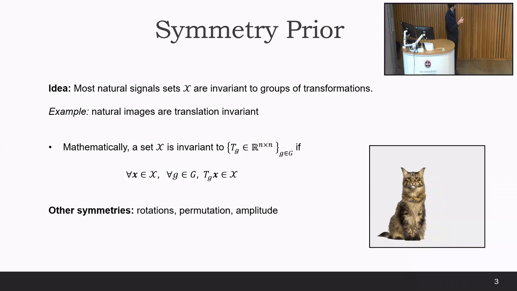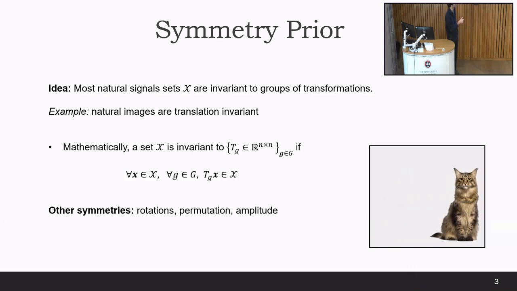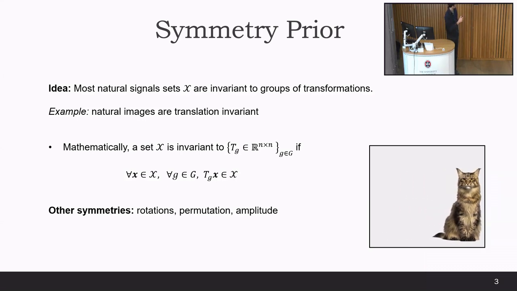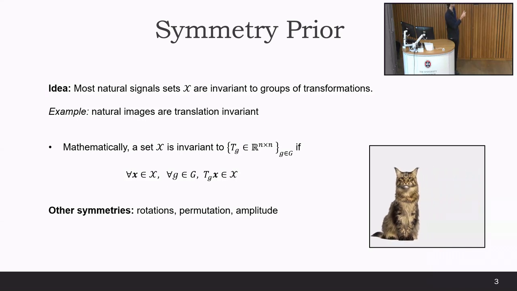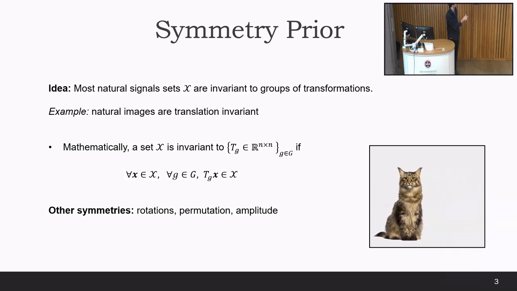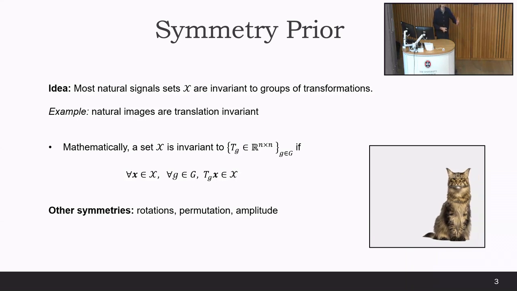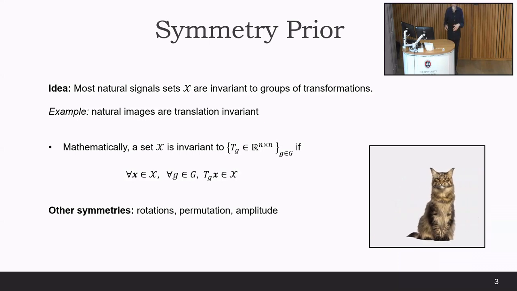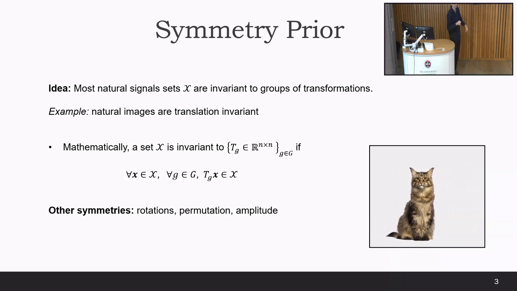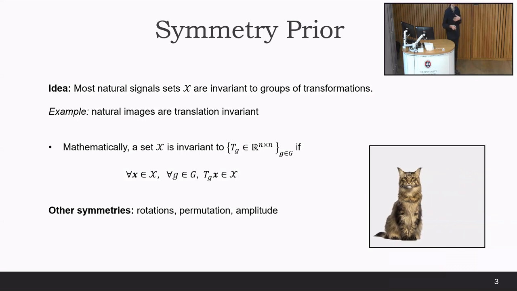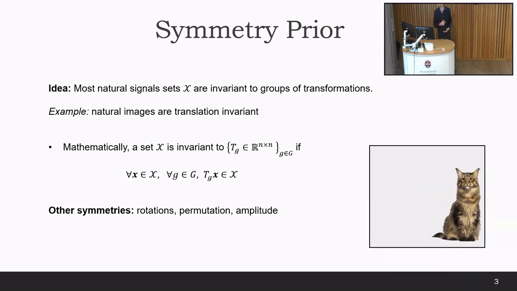So this is the linear action of the group of transformations, which is basically a bunch of invertible matrices in R^(n×n). And what we say is that for every signal x in our set X, the set of images, when we apply a transformation, we land in the same set. So be careful here. I'm not speaking about invariance of the specific image. I'm not saying the cat image itself is invariant. It's the distribution that is invariant. And this can be done for translations, but there are many other symmetries that we can use, like rotations, permutations, amplitude invariance, depending on the specific data we have at hand.